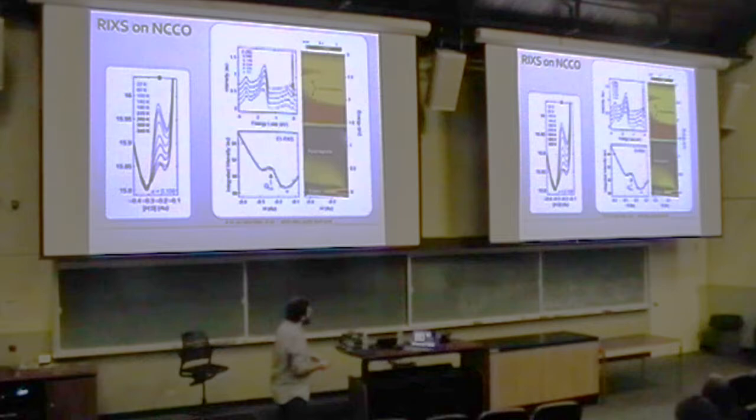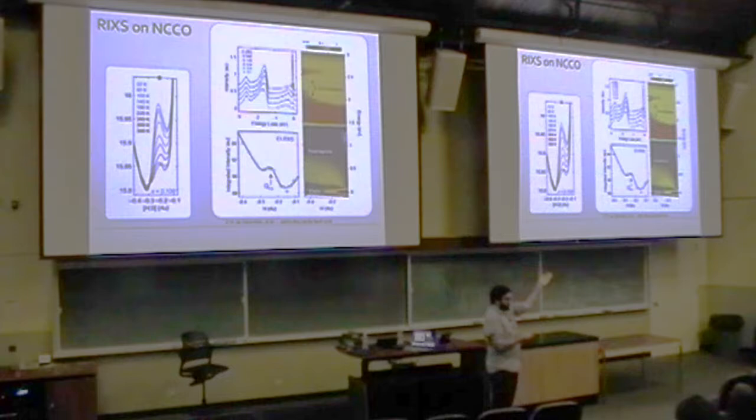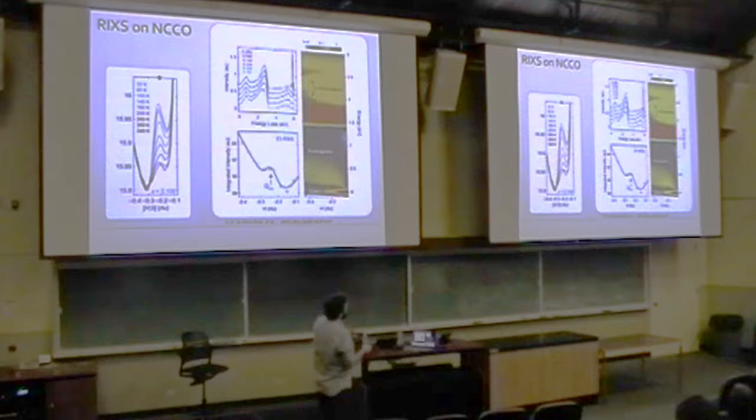So to make the connection to the energy integrated measurement, this is a point people miss a lot. If I integrate this over energy, then I get a line that's intensity versus momentum, and that's the line that I end up with. Okay, so that's the connection between the two experiments. And there you see the charge density wave.